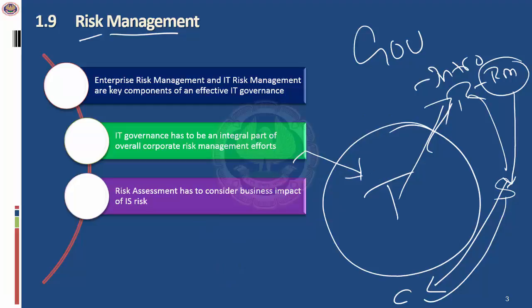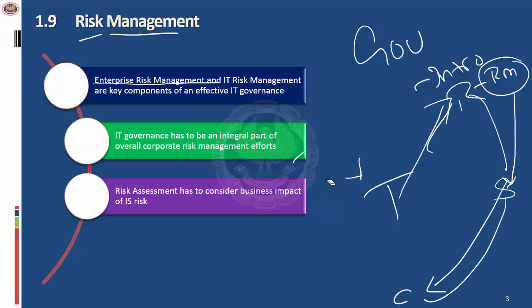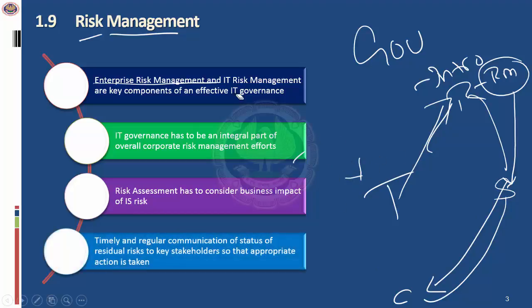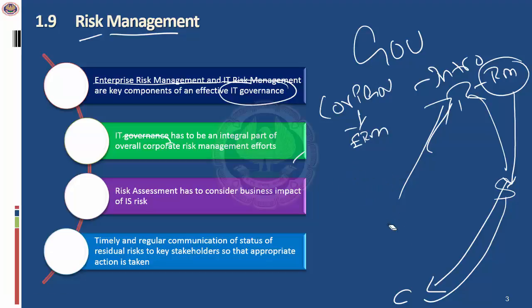Now, we are looking at risk from a governance perspective. That's where we have the concept of risk management. We're also going to look at risk from the perspective of IT. That's why it's called IT risk management. For implementing IT governance, ERM and IT risk management are key components, which means IT governance has to be an integral part of corporate governance. If you look at any corporate governance report, you'll find in most cases they will talk about enterprise risk management. They'll also talk about the risk management strategy which is being adopted in the enterprise.